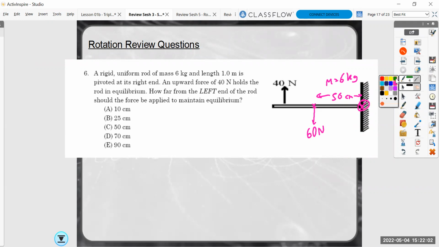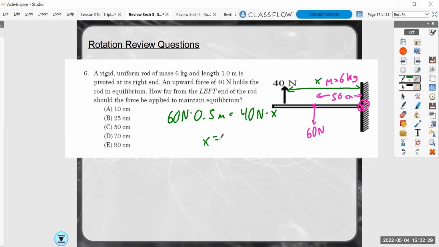So the first thing that I want to do is figure out what this distance x is. And if we want our thing to be in equilibrium, we need our torques to balance. So we're going to need 60 newtons times 0.5 meters, or 50 centimeters, to be equal to 40 newtons times x. So if we solve for x here, that's going to be, let's see, half of 60 is 30. 30 divided by 40. So this will be 0.75 meters or 75 centimeters.